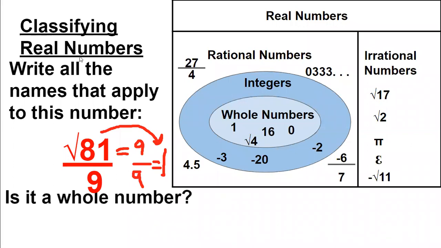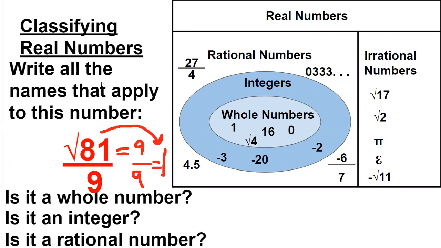So now let's ask our questions now that we've manipulated our number. Is it a whole number? Is 1 a whole number? Yeah, absolutely. 1 is a whole number. So yes, it is a whole number. Is it an integer? Well, if it's a whole number, it has to be an integer because the whole numbers are inside of the integer category. So yes, it's an integer. Is it a rational number? Well, if it's a whole number and an integer and it's all inside of the rational number box, it is also a rational number. It can be written as a fraction, 9 over 9 or 1 over 1.